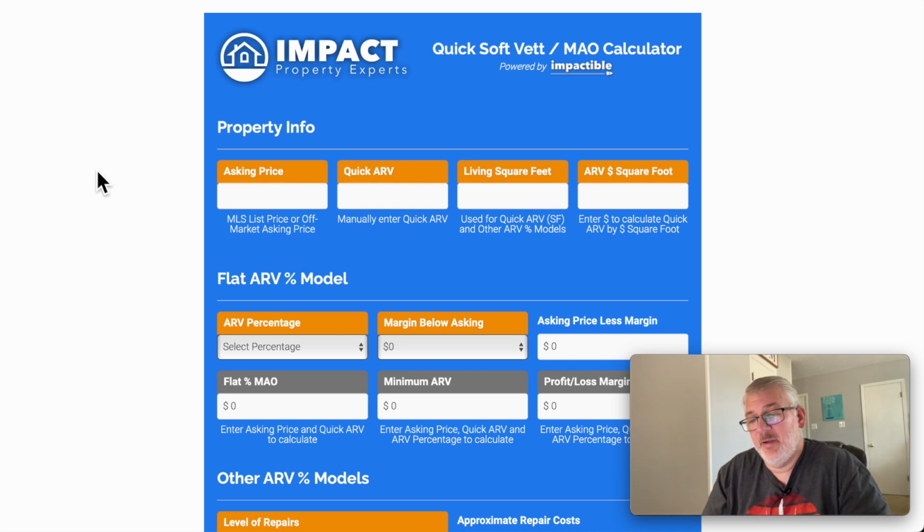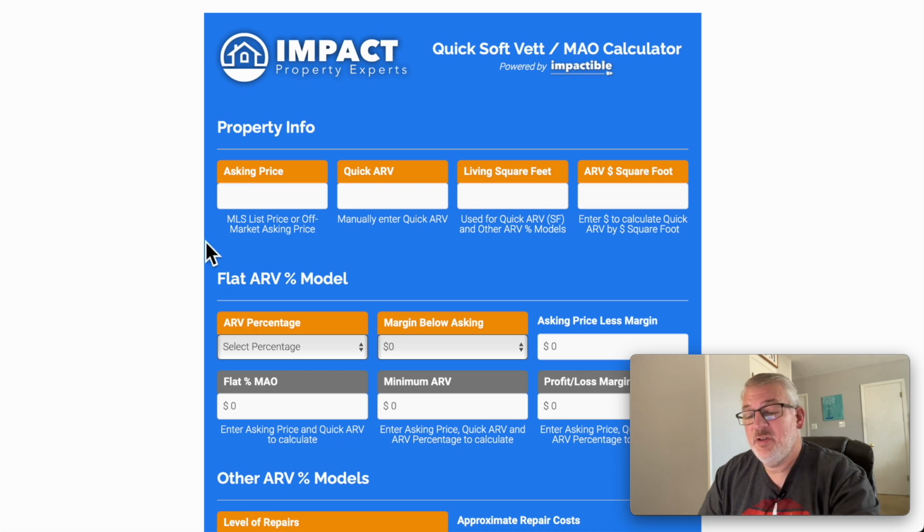As well as being a real estate investor, I put together a form that can be used for soft vetting and to figure out the most allowable offers on real estate deals. I just want to share it with you today and let you know how you can get access to it if it looks like something you might be interested in taking advantage of. So let's get right into it.